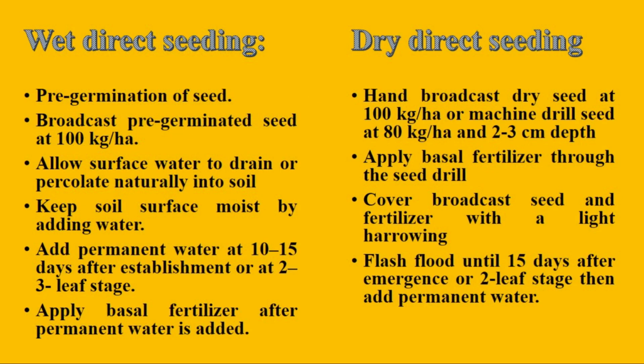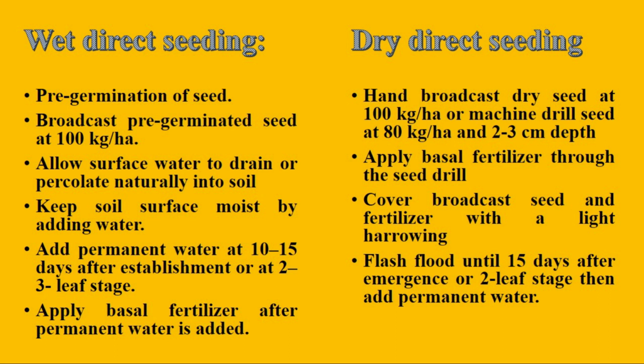In wet direct seeding, pre-germination of seed is carried out. That means soak the seeds for 24 hours and then drain for 24 hours in the shade before broadcasting evenly over the water covered soil surface. Broadcast pre-germinated seed at 100 kg per hectare rate.